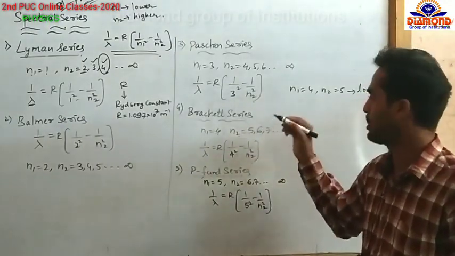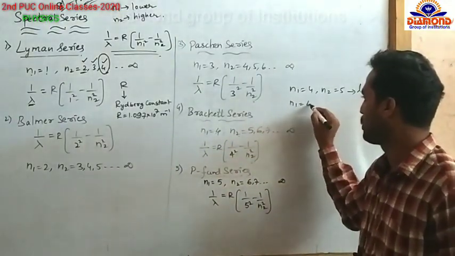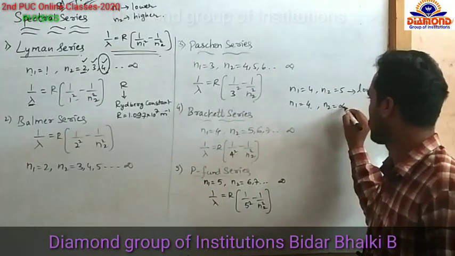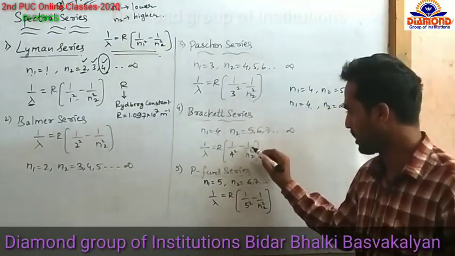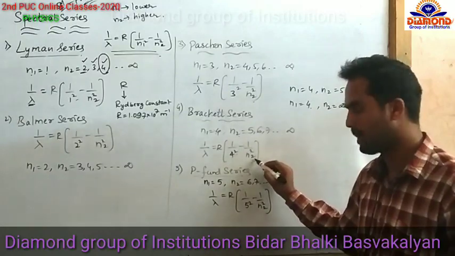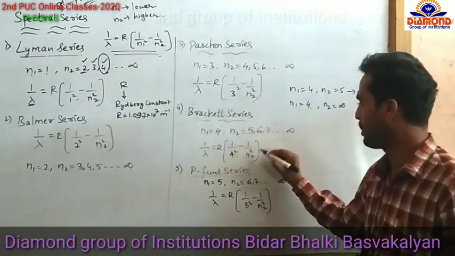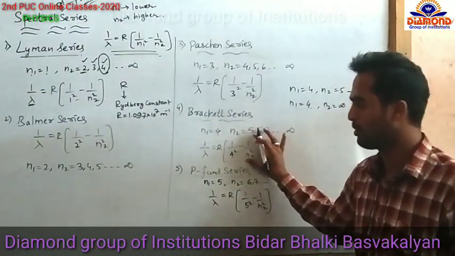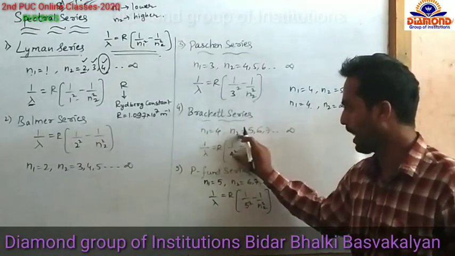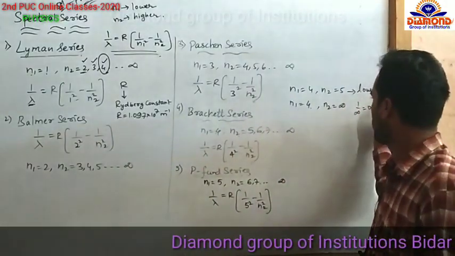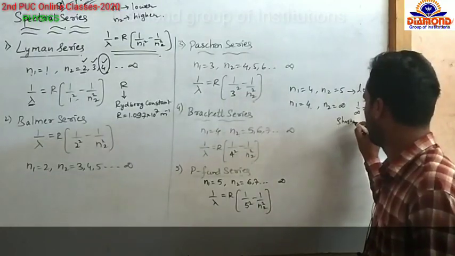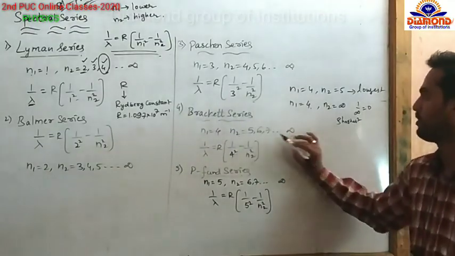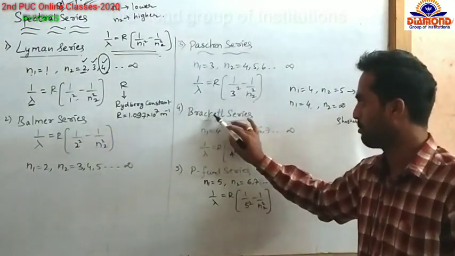If it is for shortest wavelength, n1 you are going to choose as 4, that is n1 fixed only. So n2 becomes infinity. Here you are replacing n2 by infinity. That means 1 by infinity becomes 0, so this part will become 0. By doing this simple calculation, you are going to get the shortest wavelength. What is that wavelength called? Shortest wavelength or last member of the series. Which series? I gave the example, Brackett series.